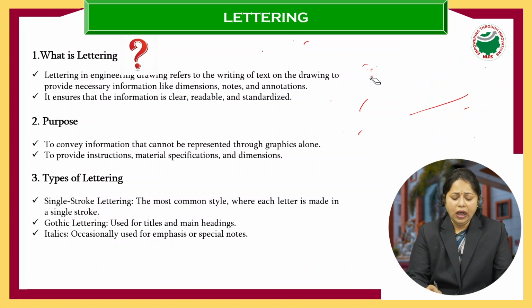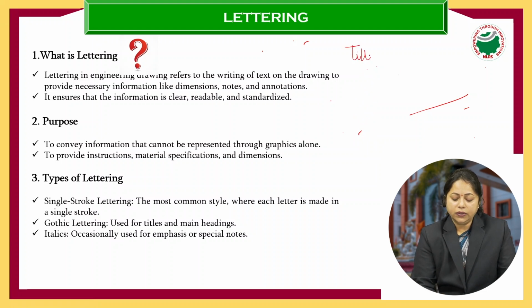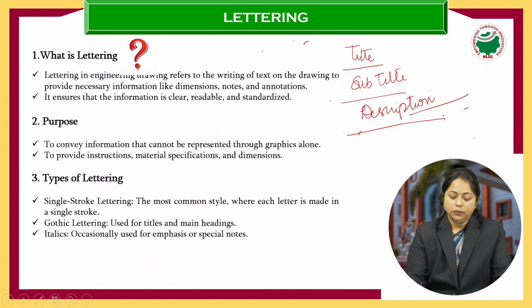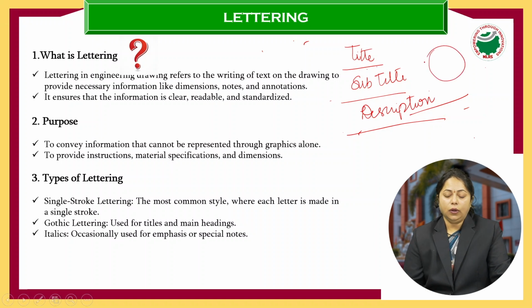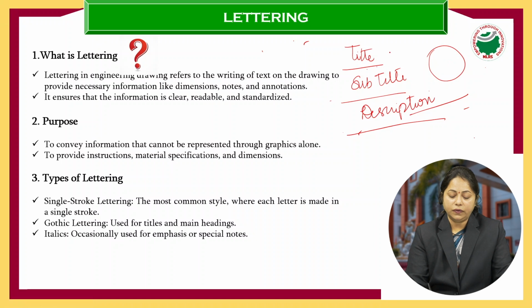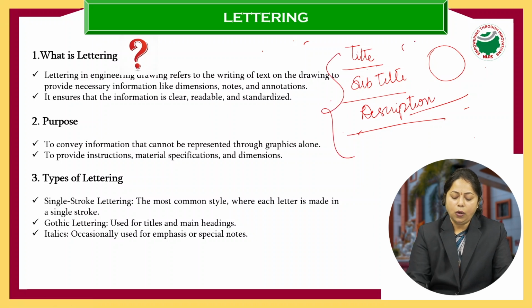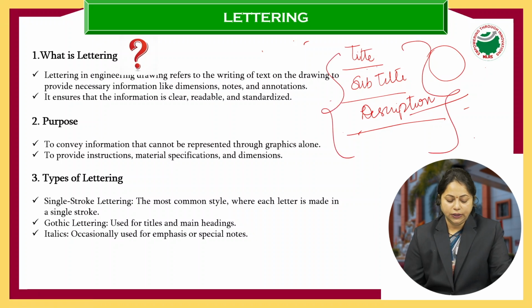So how do we do this? Now, when I say name to a drawing, it can be categorized as title, subtitle, and description of a drawing. You pick any object. This object will have a title, it will have a subtitle, and then it will have some description, right? These are all included in lettering, right?